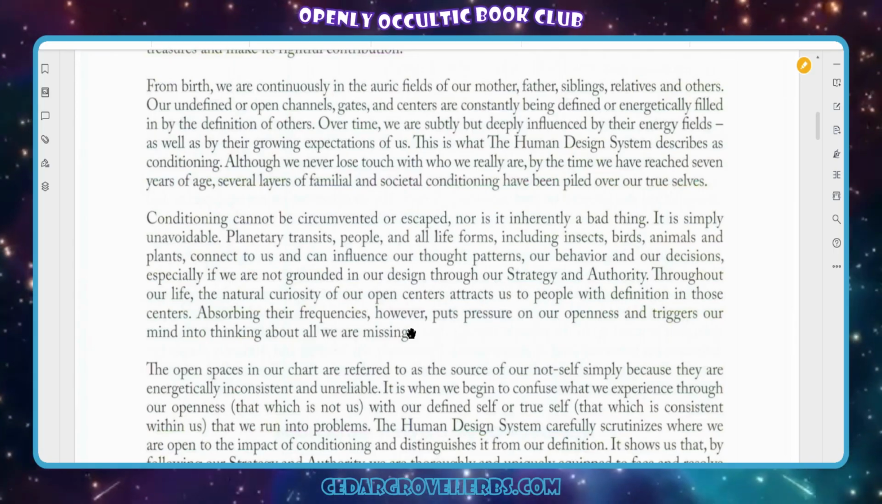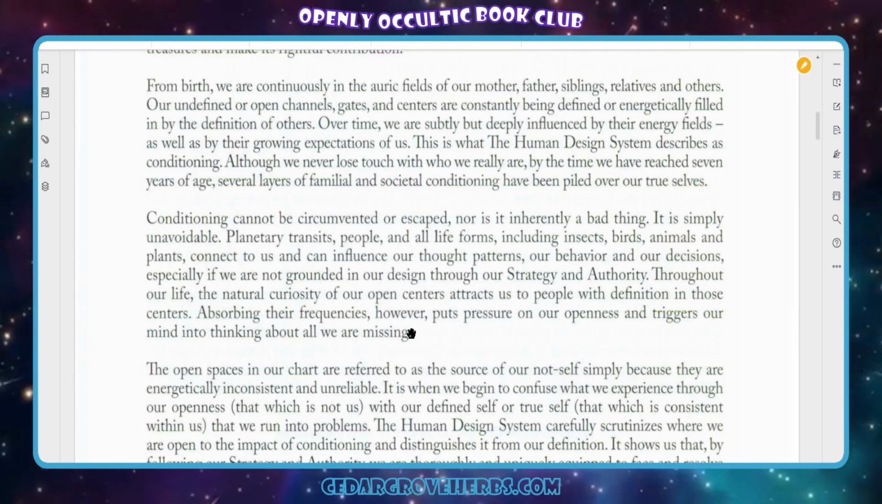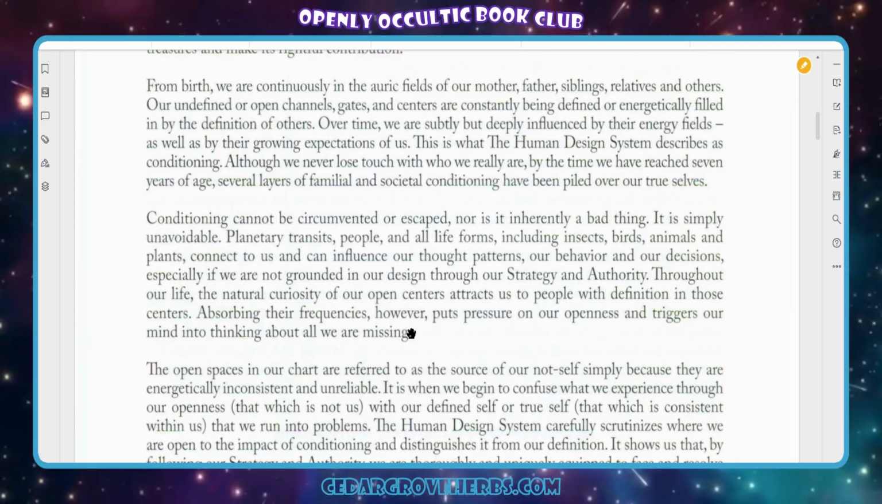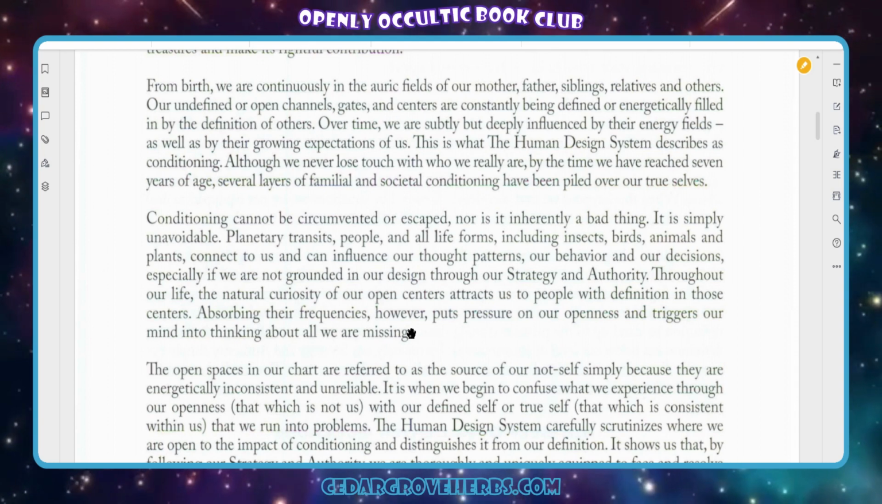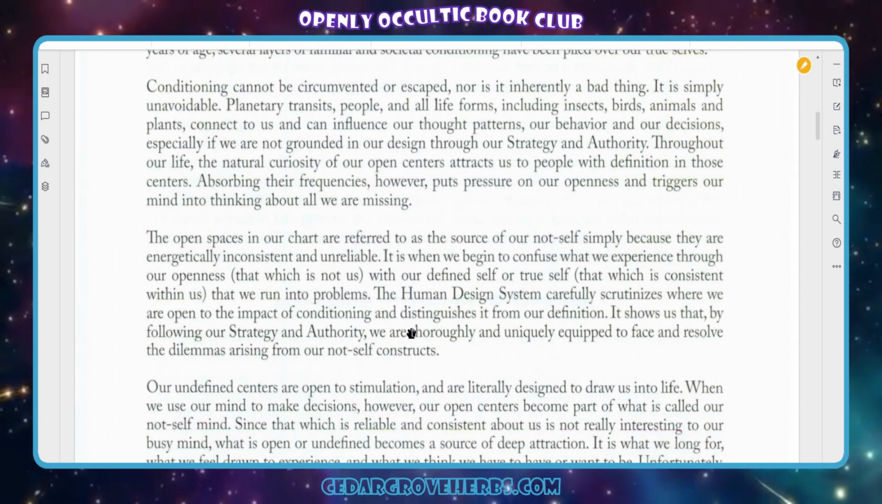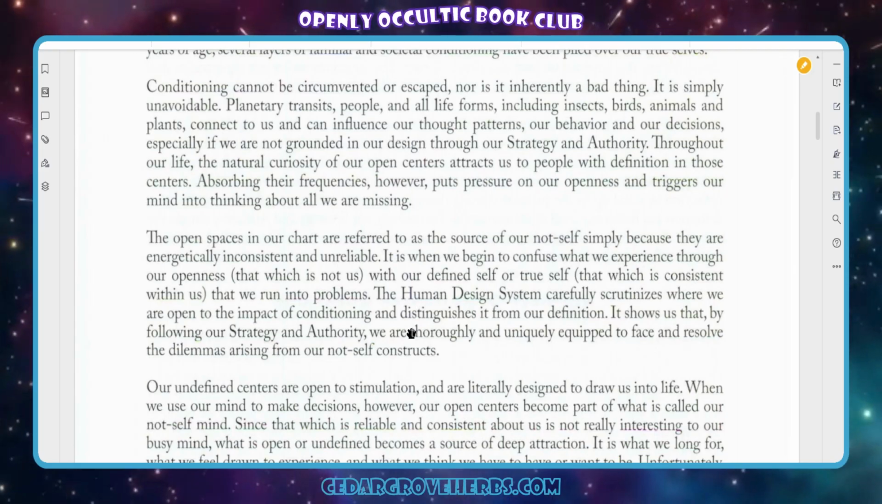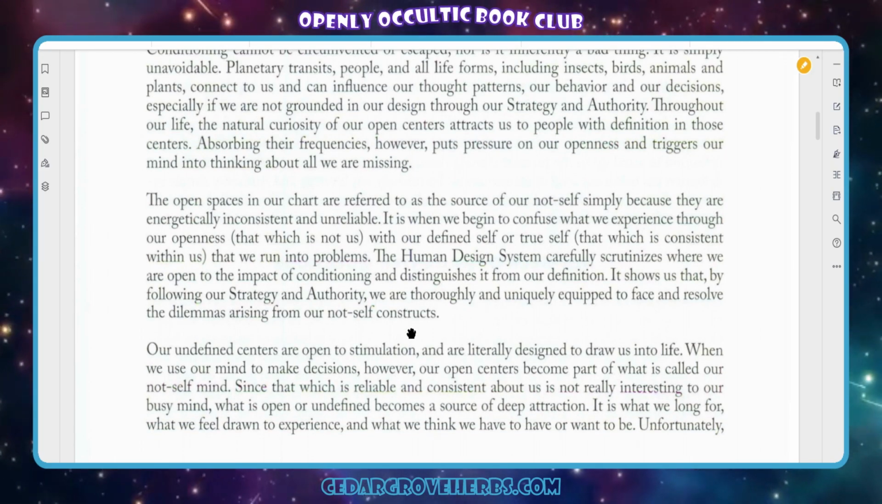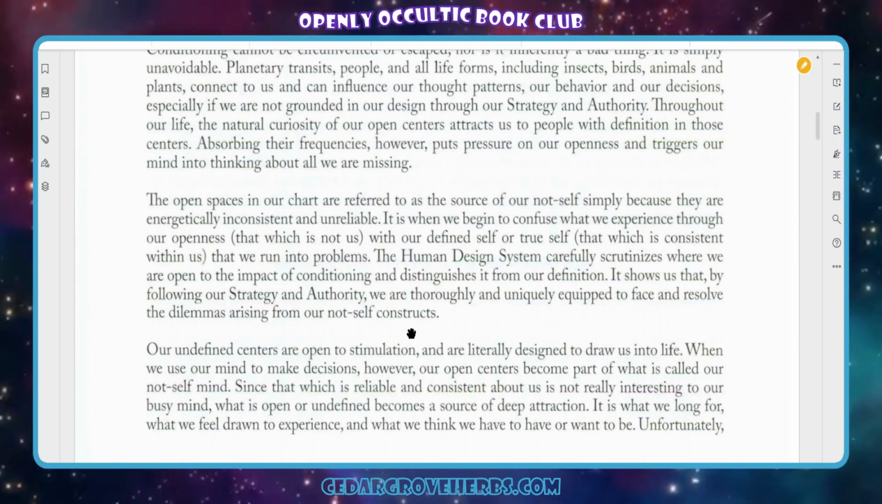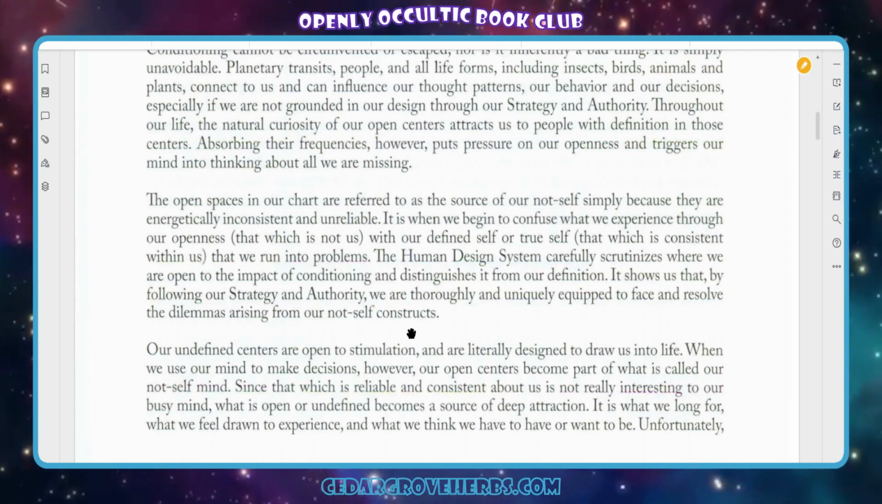Throughout our life, the natural curiosity of our open centers attracts us to people with definition in those same centers. Absorbing their frequency, however, puts pressure on our openness and triggers our mind into thinking about all that we're missing. The open spaces in our chart are referred to as the source of our not self simply because they are energetically inconsistent and unreliable.